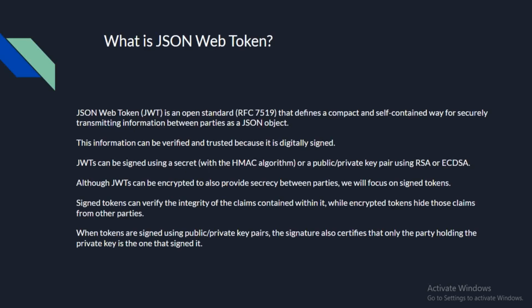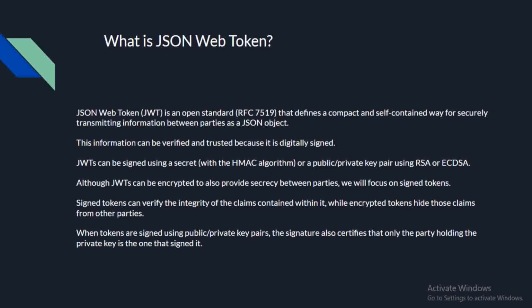So what is JSON Web Token? JSON Web Token is an open standard that defines a compact and self-contained way for securely transmitting information between parties as a JSON object. In JSON Web Token, the claims are sent as a JSON object, which can be validated against the other party. This information can be verified and trusted because it is digitally signed. All JWT tokens are digitally signed.